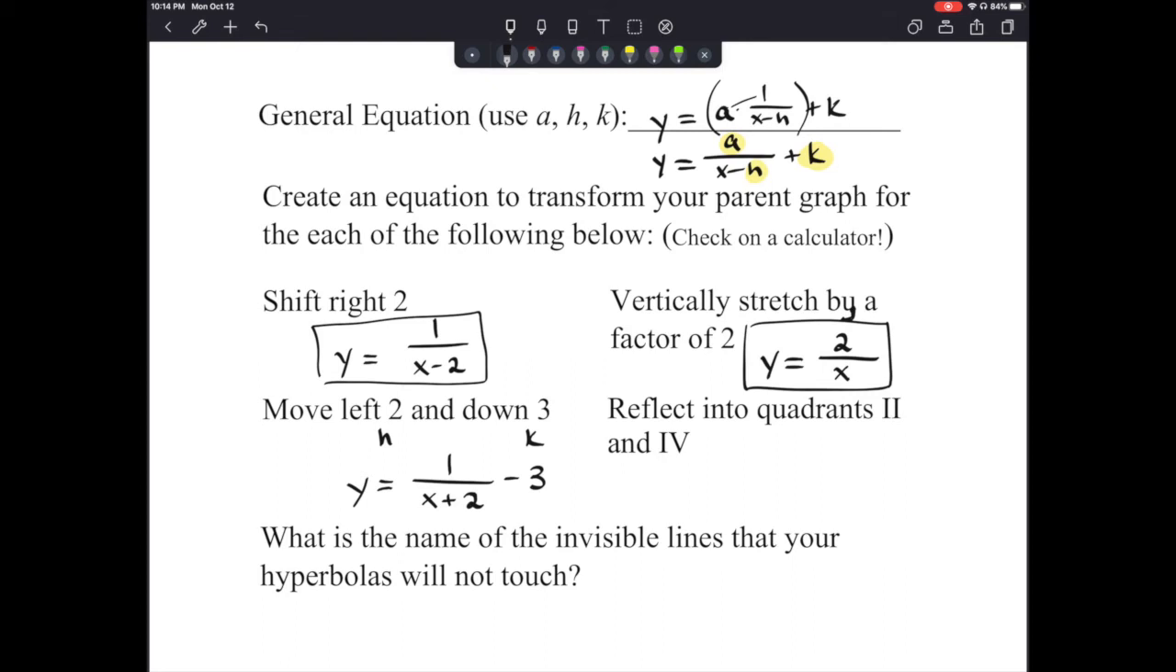And then we want to reflect it into quadrants 2 and 4, because remember, originally it looks like this. It's in quadrant 1 and 3. So to put it into quadrants 2 and 4, we need the opposites. So we're going to say y is equal to a negative 1 over x.